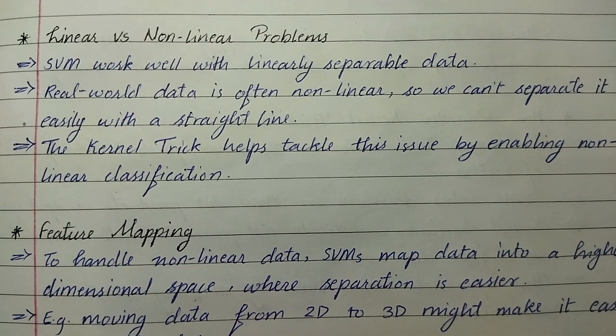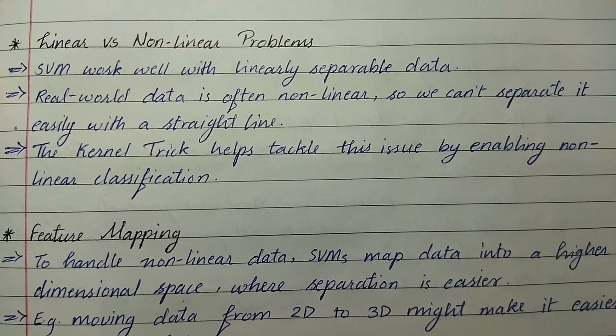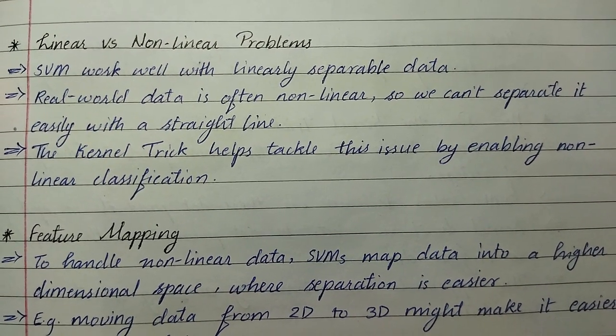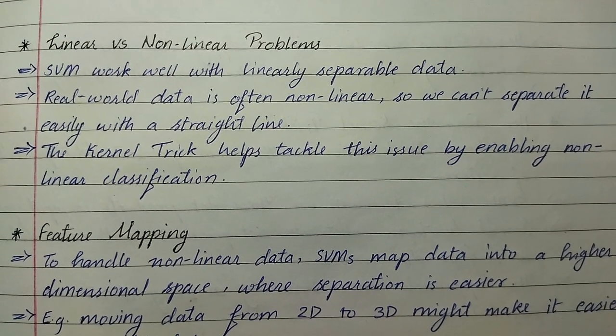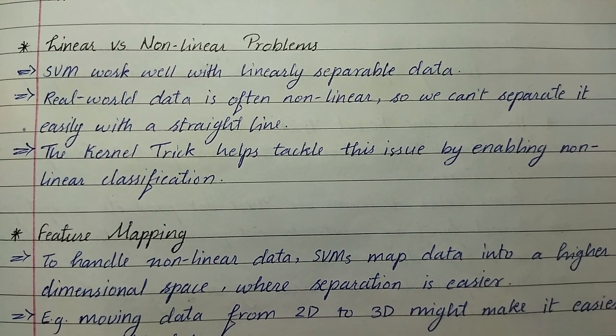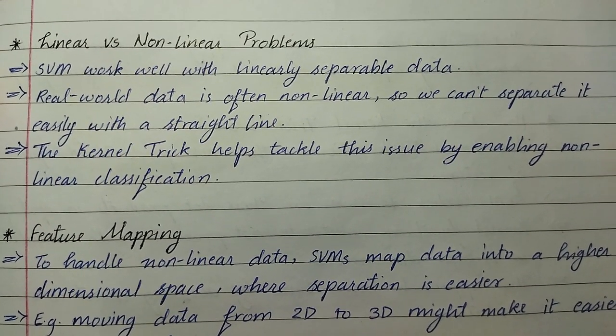SVM works well with linearly separable data, and real world data is often non-linear, so we can't separate it easily with a straight line. Therefore, the kernel trick helps tackle this issue by enabling non-linear classification.